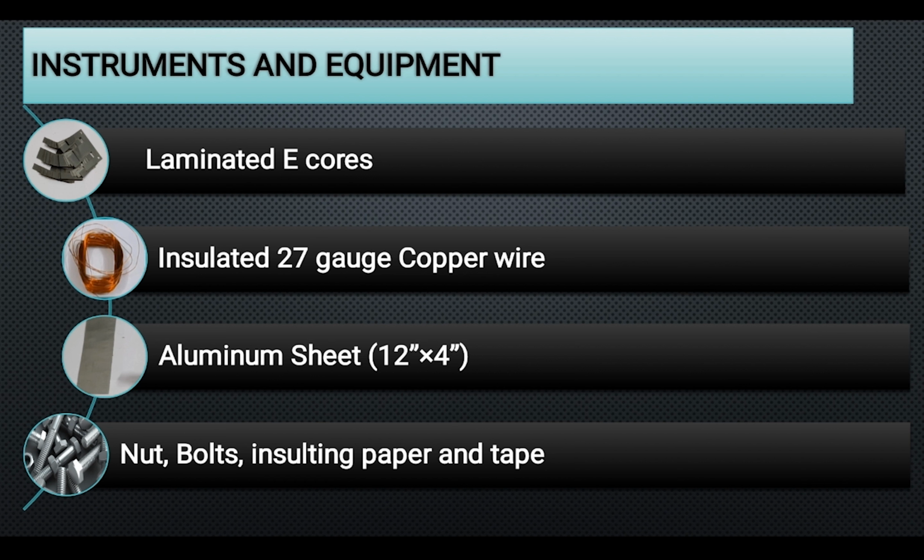We used 27 gauge copper wire for our windings. Aluminium sheet was used as the rotor, where laminated E-core acts as the stator. To connect everything properly, we used nuts and bolts. Insulating paper helped to avoid connection risk, and tape was used to insulate the shorted copper wire connections.